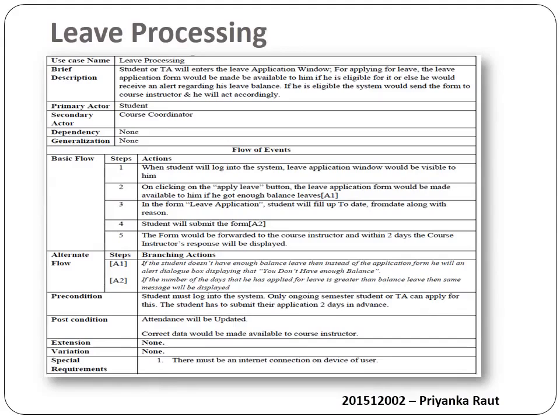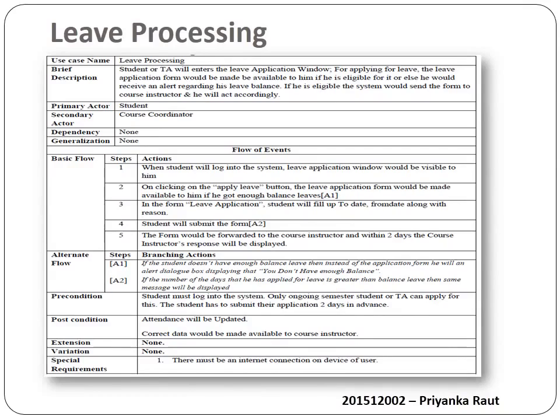The primary actor of this use case diagram is student, as he would be the one to initiate the leave processing, and the secondary actor is course coordinator, as he would approve or reject the student's application. There is no dependency or generalization in this use case diagram.